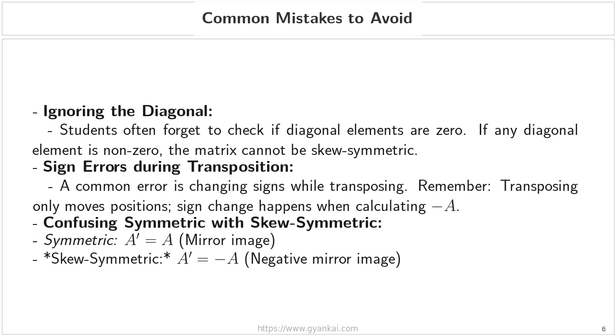Finally, do not confuse symmetric matrices with skew-symmetric matrices. To keep them distinct, remember that for a symmetric matrix, the transpose of A is equal to A, which acts like a perfect mirror image. In contrast, for a skew-symmetric matrix, the transpose of A is equal to -A, which we can describe as a negative mirror image. Keep these points in mind as we move toward our final summary of the key takeaways.